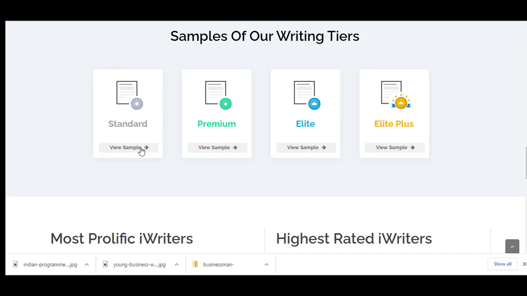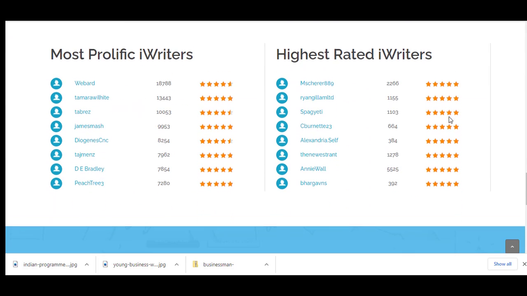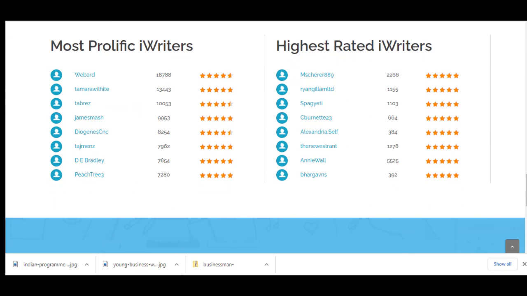So Standard is the less expensive one, of course, with the lowest quality, and Elite Plus is the highest quality but also the most expensive type of writer. So far I have not hired any Elite Plus. I have Premium and Elite writing for me, and I was happy with both. I don't know about these guys here, and they might be really, really good. I'm sure they are, but they're much more expensive than these other two tiers here. Just so you know. Okay, and here you can pick by the most prolific writers or the highest rated writers.